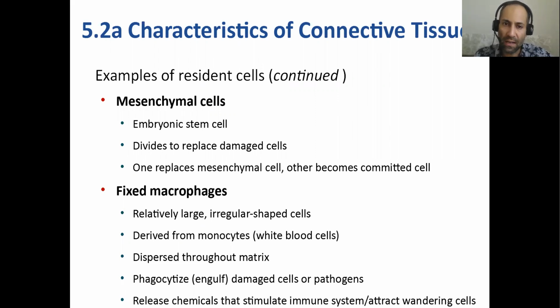Now these are stem cells actually. What are stem cells? Cells that can divide and differentiate to form any tissue in the human body. That's what stem cells are. So mesenchymal cells basically are those.